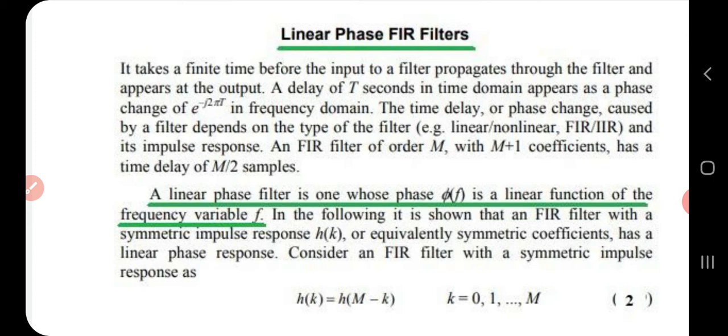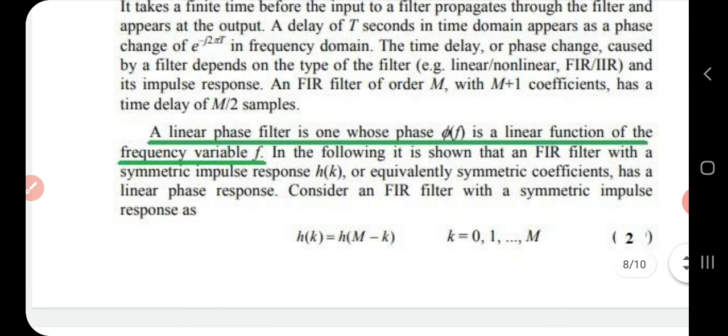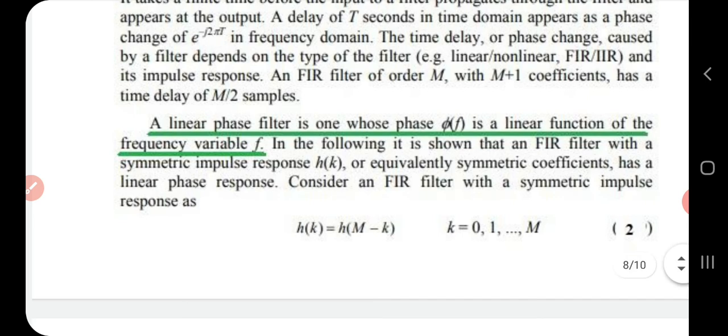Now this time delay or phase change caused by the filter depends on the type of filter and its impulse response. Suppose that an FIR filter is of order M with M plus 1 coefficients, then its time delay is given by M by 2 samples. Now a linear phase FIR filter is one whose phase, that is phi of f, is a linear function of the frequency variable f.